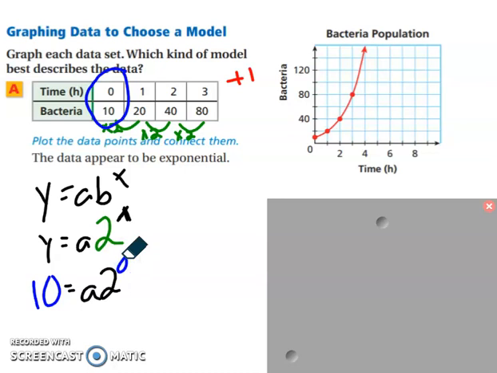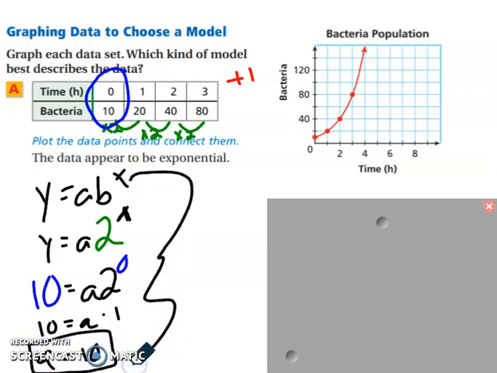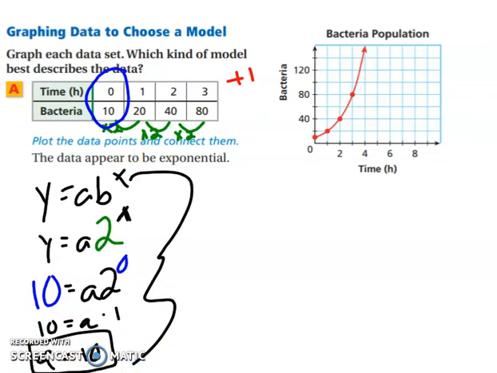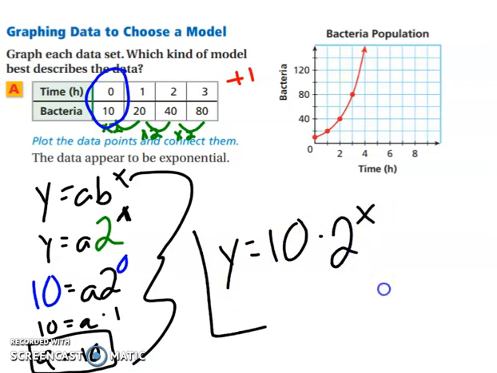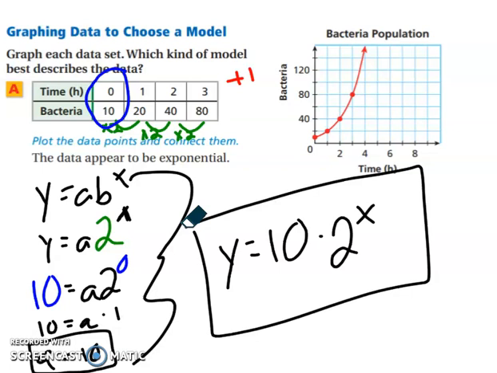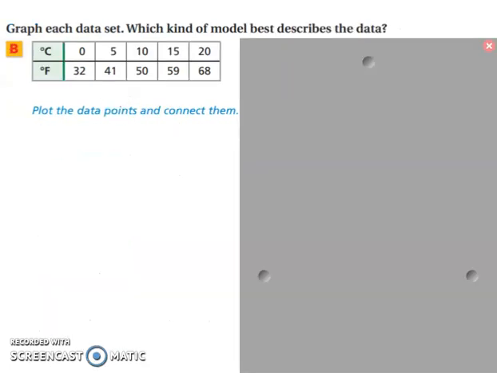You know that anything raised to the 0th power is 1. So we get that 10 is equal to a times 1. So then we know that our a value is going to be 10. So our starting value is going to be 10. So all together, we get y is equal to 10 times 2 to the x. And that's how we can create a function of our exponential model. Nice job, folks. Let's keep it going.